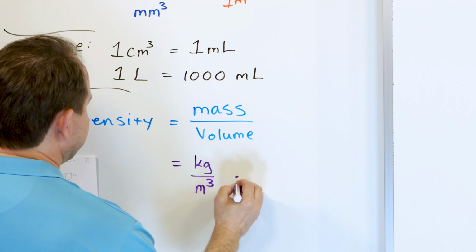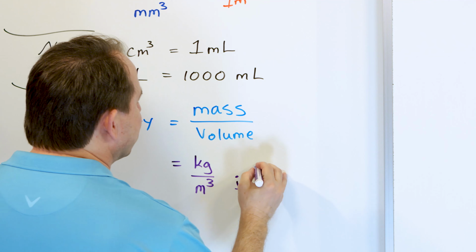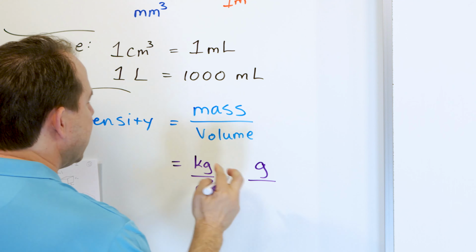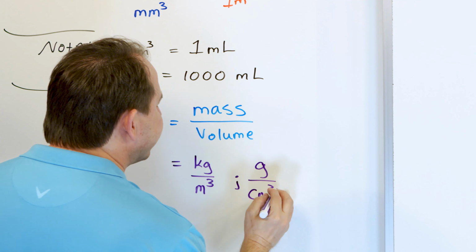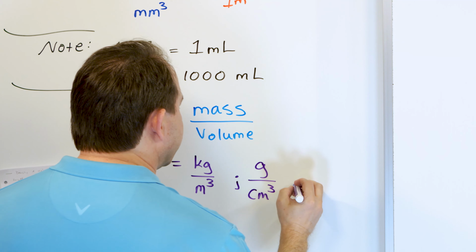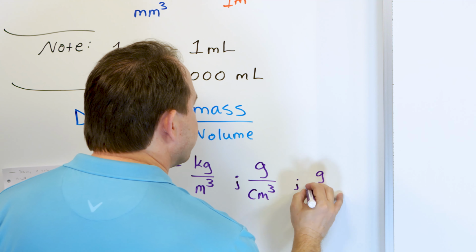What we normally use is grams, which is a much smaller unit. That's 1,000 times smaller than kilograms, right? And we use cubic centimeters, because a cubic centimeter is also a small amount. And you can also use grams per milliliter.